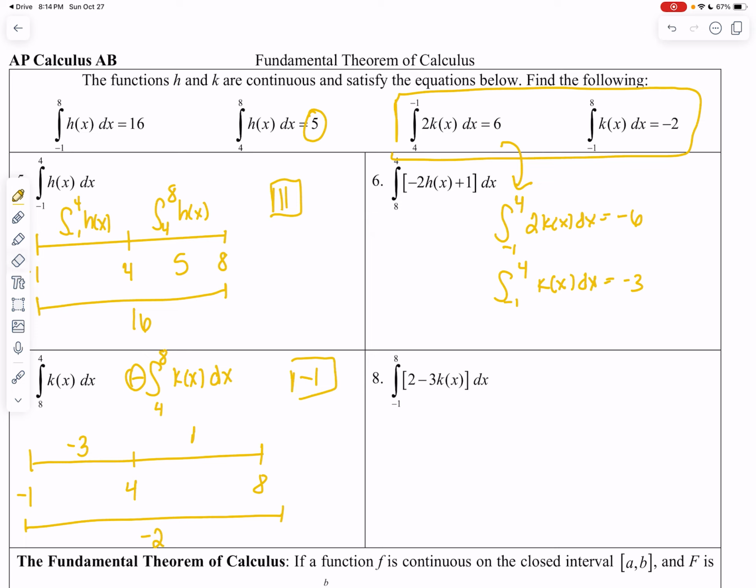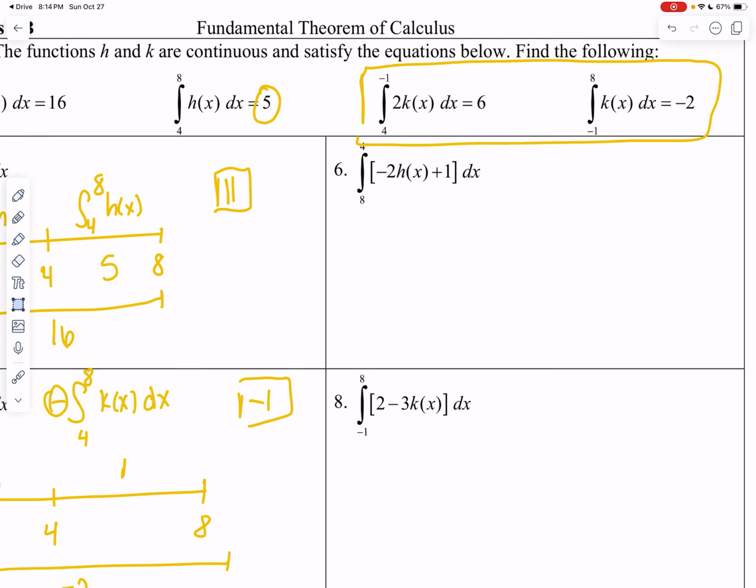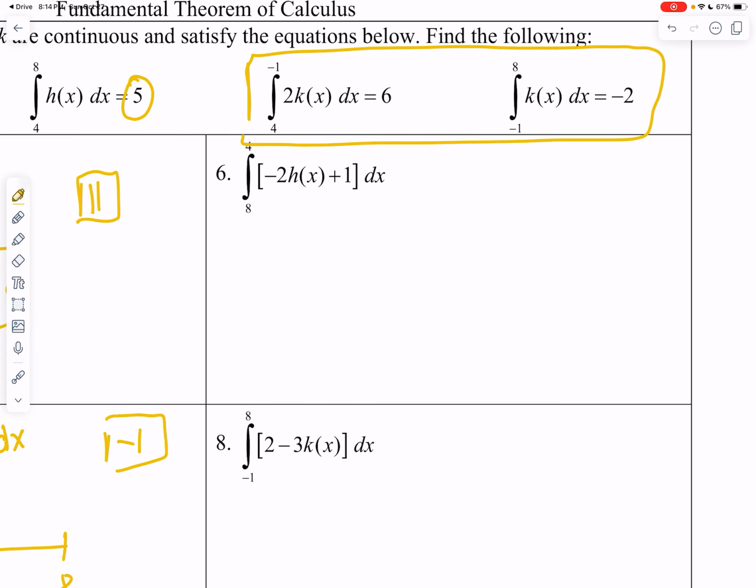Now, number 6 and number 8 are a little bit different because you have the +1 and the +2 up front on number 8. We are going to split this up. That's one of the properties. So I have the integral from 8 to 4 of -2 h of x dx plus the integral from 8 to 4 of 1 dx. Once again, I am going to change this integral right here and this one, honestly, so that my lower limit is 4. So I'm just going to negate that. And this right here.